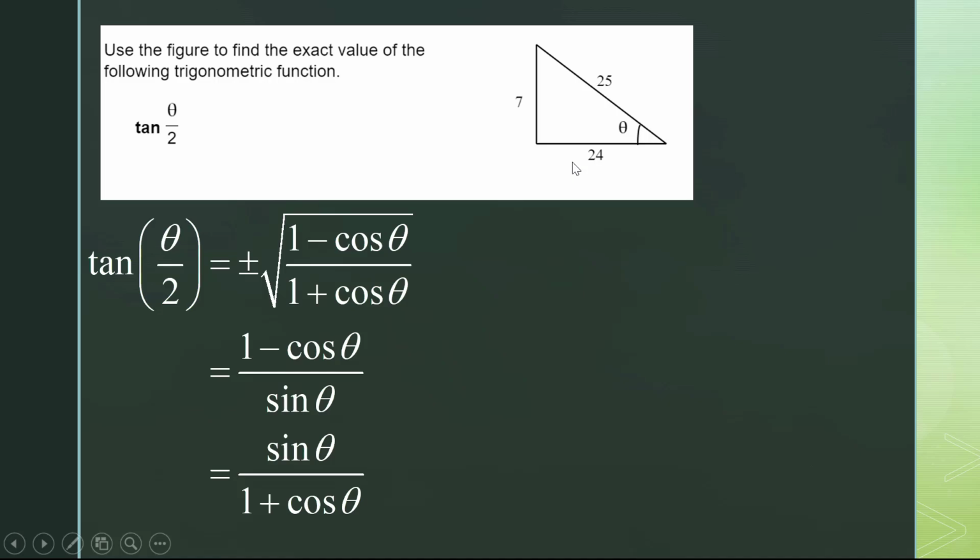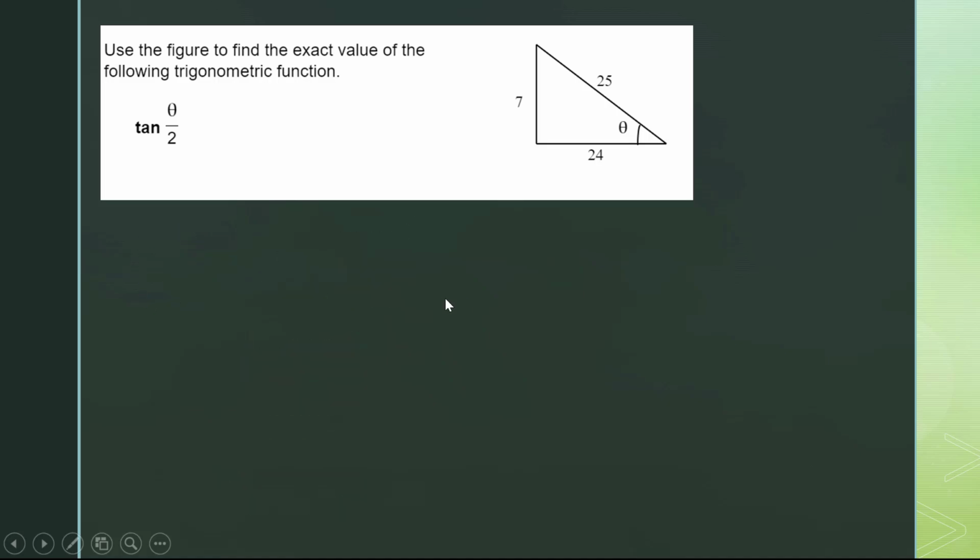It wouldn't be negative. However, if somehow we knew that this thing was in, let's say, quadrant 4, then it's possible that we would have a negative value. So you just have to consider the information that's given about theta as to whether or not this would be positive or negative. But anyway, we'll use the first formula that's listed.